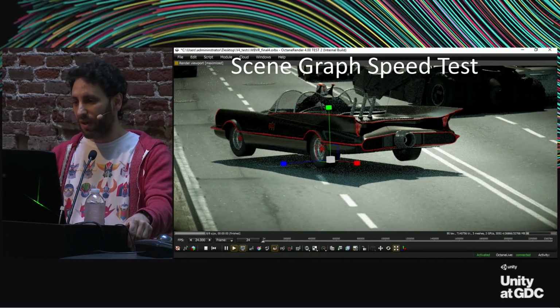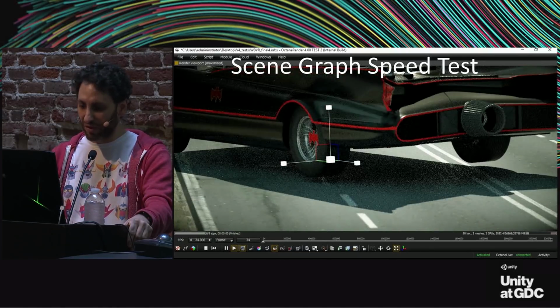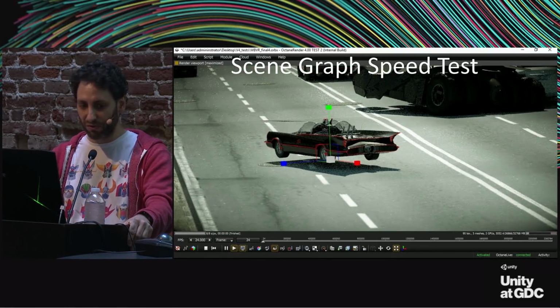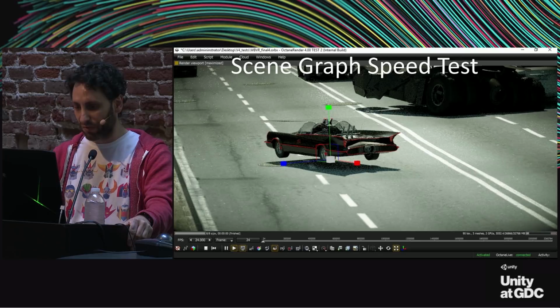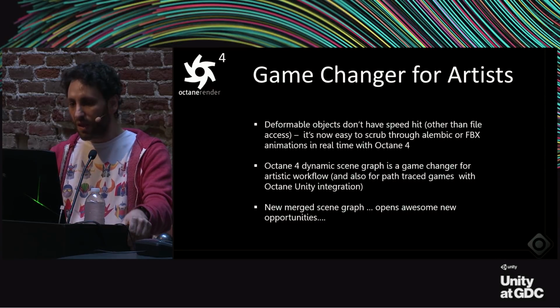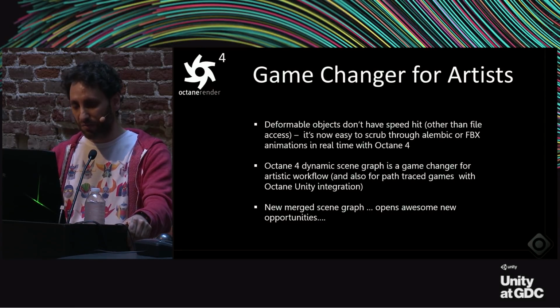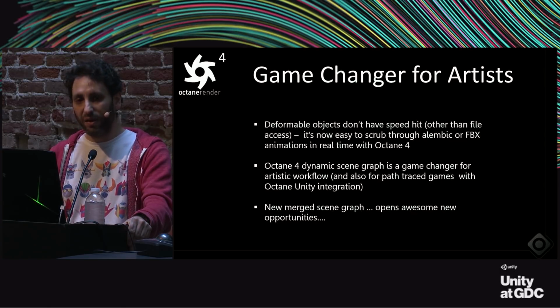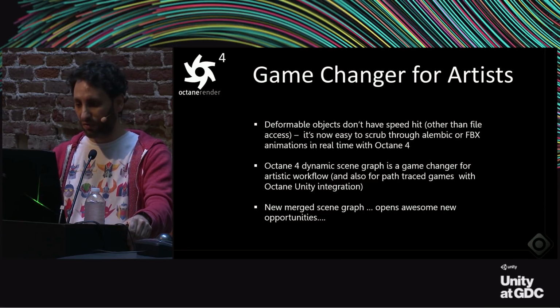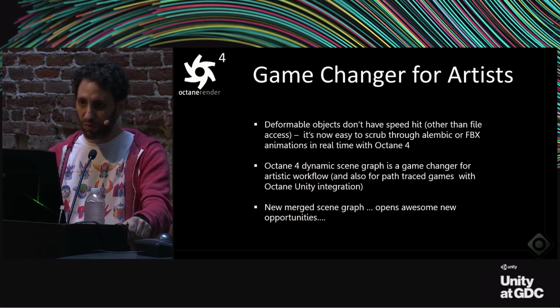So it's not just moving objects around, it's also scaling and rotation. Any sort of transform on objects is now free inside of Octane 4, which is really cool. So this definitely is a game changer for artists. It just means that you don't have to worry about the speed hit of moving things around. You can test how lighting looks and objects interact with light while you're moving them around.